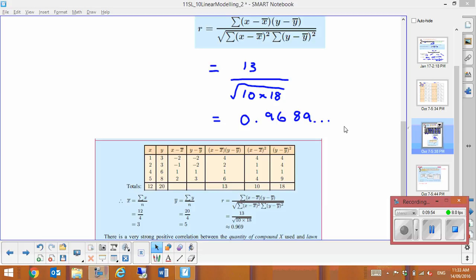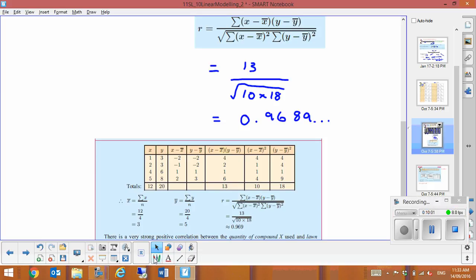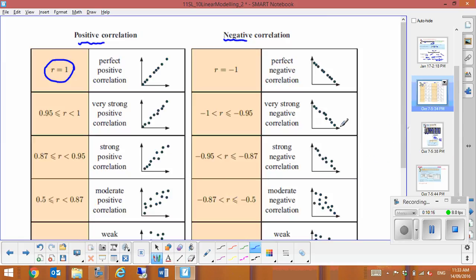Okay, so putting that in your calculator, you've come up with this value, and obviously we can round that to 3 significant figures, which comes to 0.969. And if we look back at our table here, we saw that 0.969 comes in as a very strong correlation. Not a perfect correlation, but very strong, which means the points are very close to a straight line.